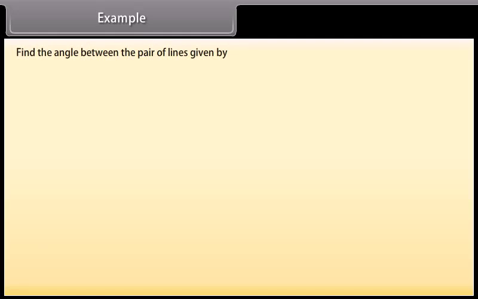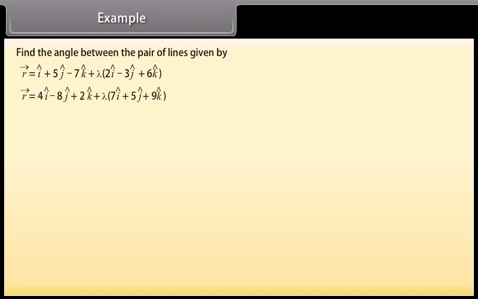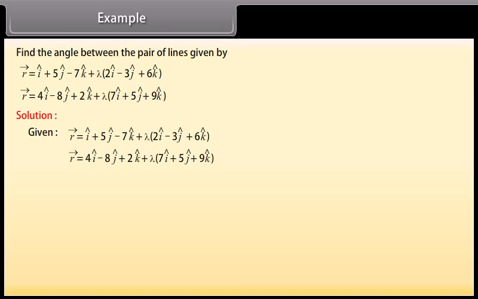Example. Find the angle between the pair of lines given by vector r equals i plus 5j minus 7k plus lambda (2i minus 3j plus 6k), and vector r equals 4i minus 8j plus 2k plus mu (7i plus 5j plus 9k). Solution. Given vector r equals i plus 5j minus 7k plus lambda (2i minus 3j plus 6k), and vector r equals 4i minus 8j plus 2k plus mu (7i plus 5j plus 9k).